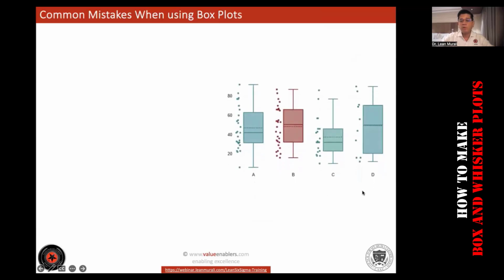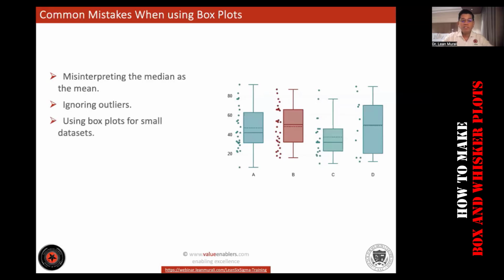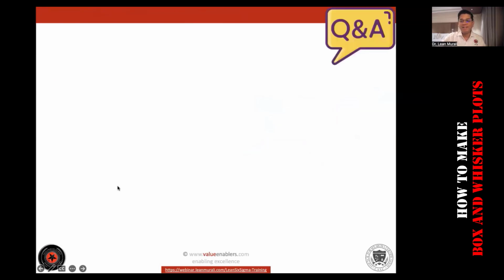So, common mistakes while using box plots. What are the common mistakes? Misinterpreting mean as median, ignoring outliers, using box plots for small data sets. Do not use box plot for small data sets, minimum 50 data points. Comparing box plots without considering the context of data. So these are some.